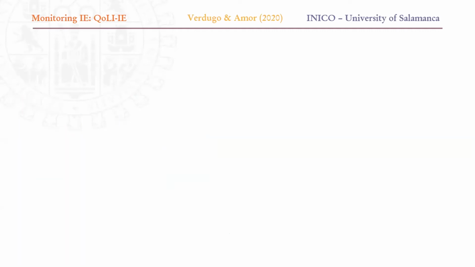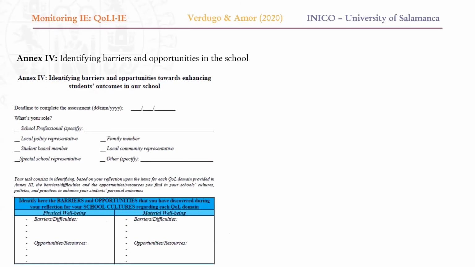Annex number 4 is another individual task. In this case, it consists in identifying, based on the previous reflection, the barriers, difficulties, and the opportunities or resources that each one finds regarding the school's culture, policies, and practices to enhance personal outcomes. We have made a brief space to identify a couple or 3 of different difficulties and strengths per each quality of life domain. In Annex number 5, now we start again with group tasks.